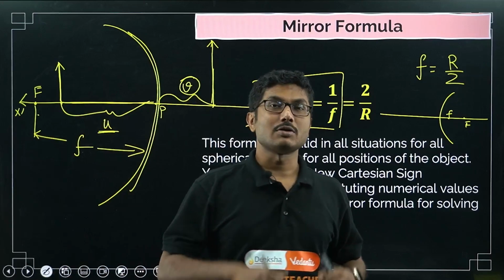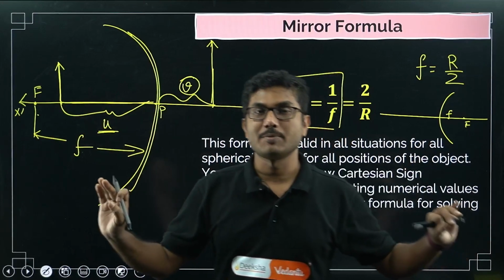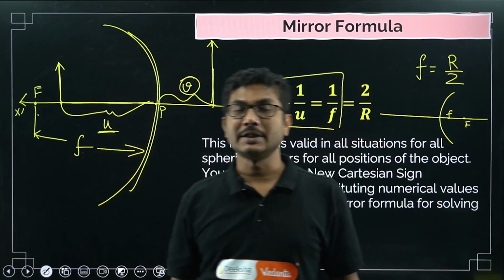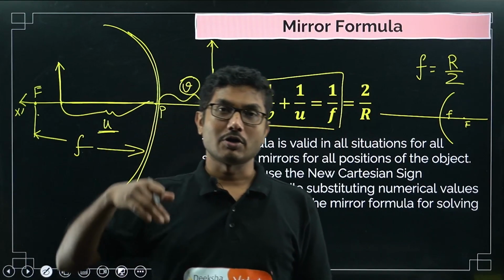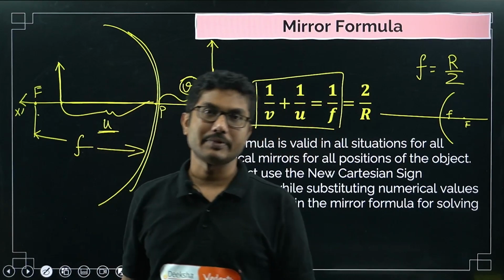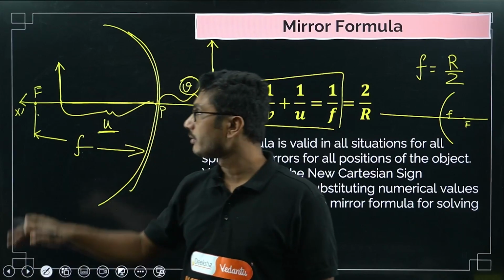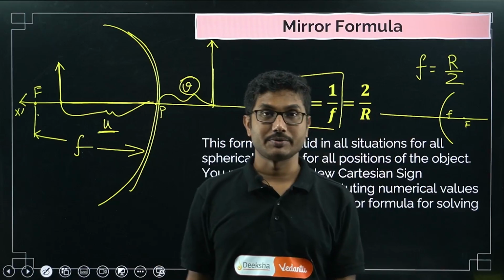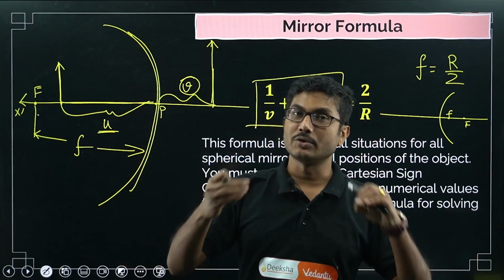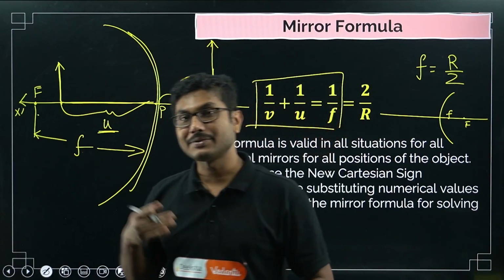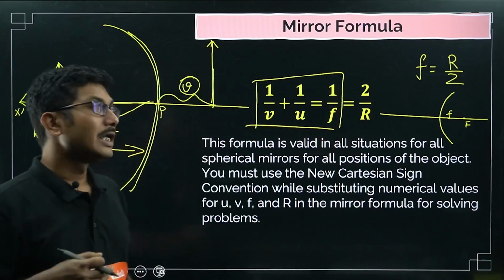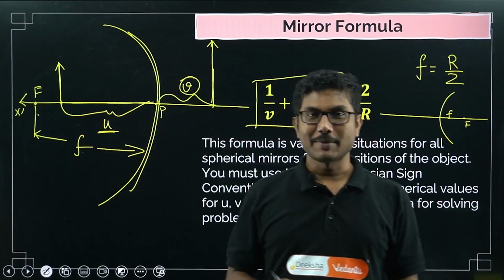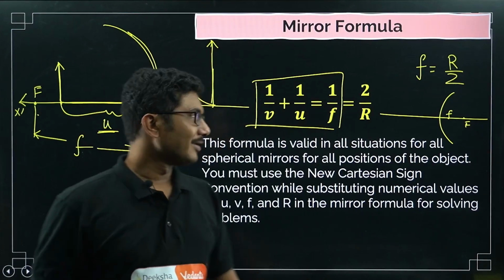Object distance is always negative no matter what type of mirror you are using. In fact, if you remember this sign convention, it will help you to solve problems in the lenses part as well. In concave lenses, focal length is negative. For convex lenses, focal length is positive. Object distance is negative in both cases. So they have some similarity. If you remember it once, you can apply it twice, right? Buy one get one free, right?